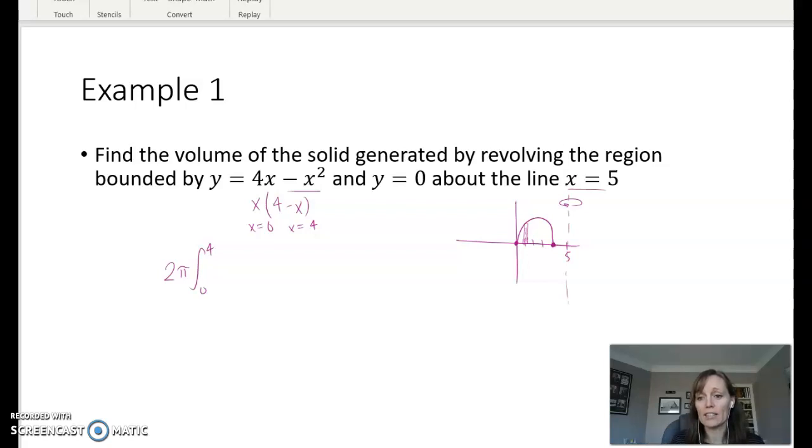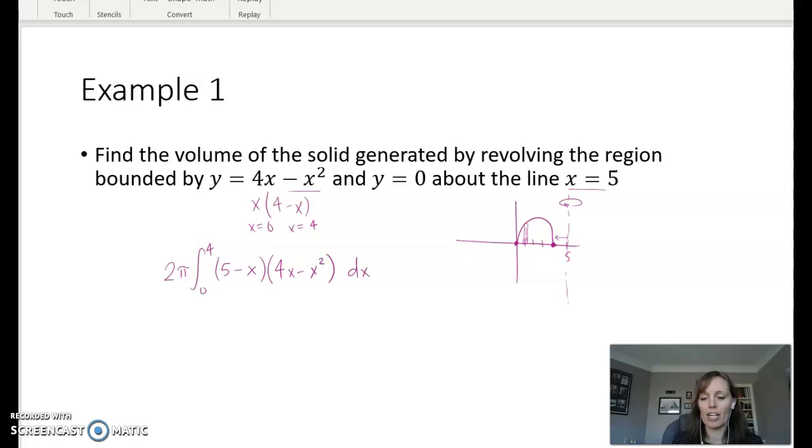And so the radius is going to be the distance from this line 5 to the x value across my interval. And so I'm going to have 5 minus x. So instead of just having an x for the radius, like I showed you on the previous slide, it's the distance from this line to the x value over that interval from 0 to 4. Okay? And then this is being multiplied times the height of those rectangles, which are defined by the function. So the function is 4x minus x squared.